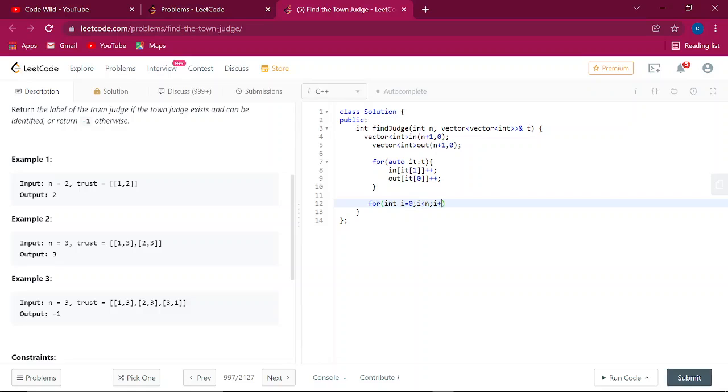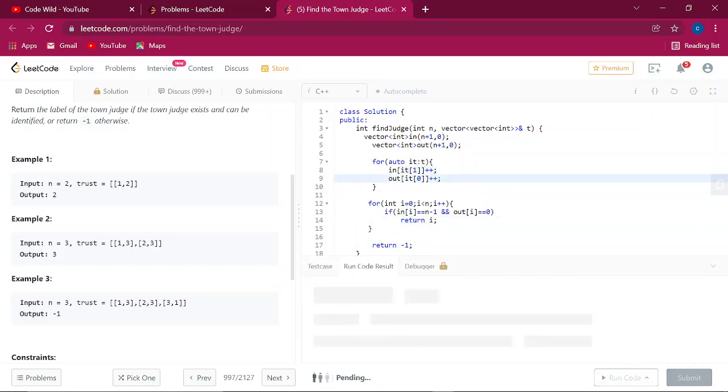As we saw, what is the rule for a town judge? If in degree of I is double equal to n minus 1, right, as we discussed, and out degree of I is double equal to 0. If this condition is satisfied, then return I, I is the town judge, or else just return minus 1 because we don't have a town judge. I hope we have written everything perfectly. Let's run this.